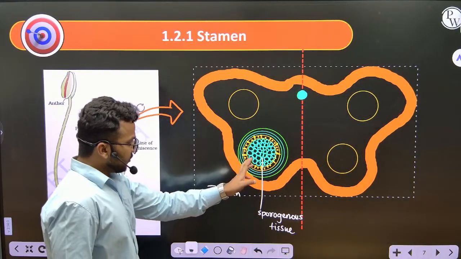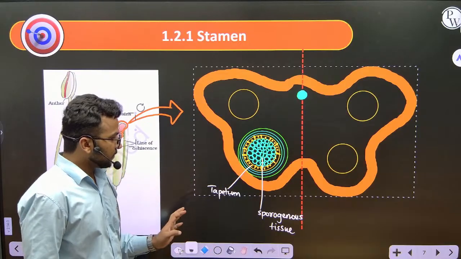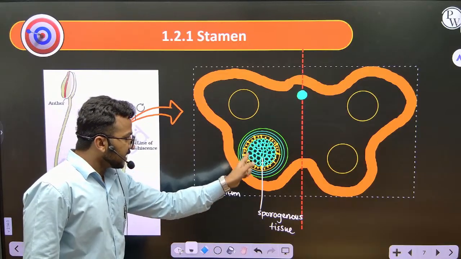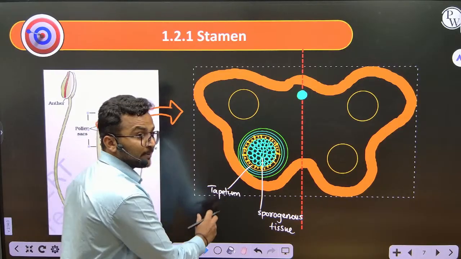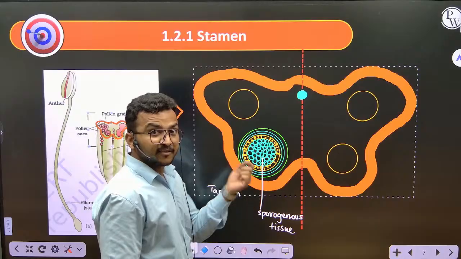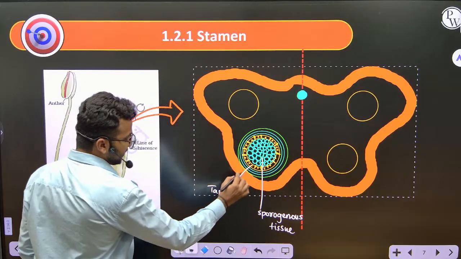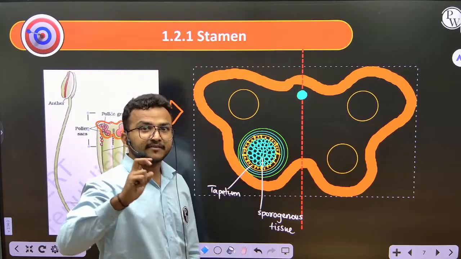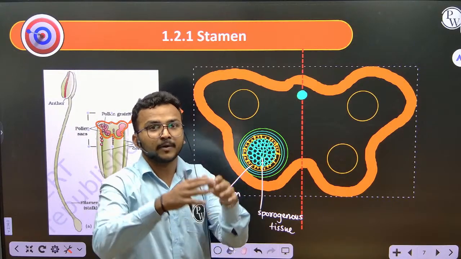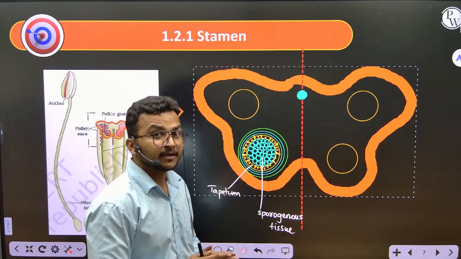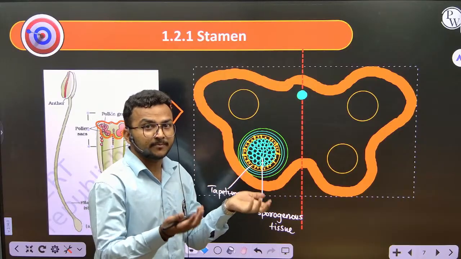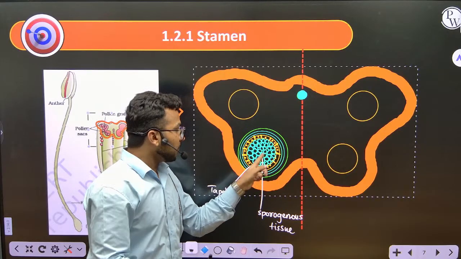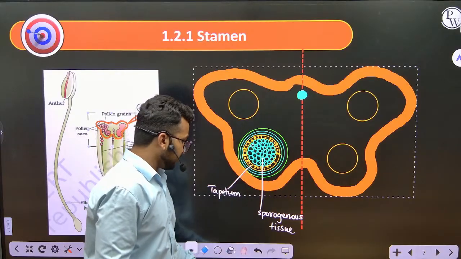Okay, so you can call this theca also. Surrounding that, the yellow color layers are made up of tapetum cells, or tapetal cells. The special thing about these tapetum cells is that they are dense in protoplasm, with abundant food materials, so that it helps these pollen grains to develop. It nourishes the pollen grains and helps in their development.